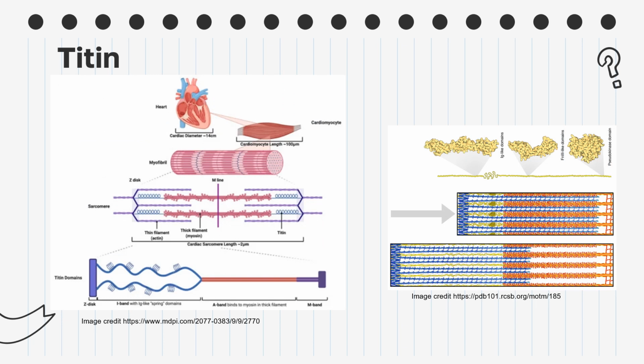Let's talk about titin now. So titin, again, is that protein that binds the myosin, here's my myosin, to the Z disc. Here's titin. Titin is super cool. It's like this little spring protein. It is a giant protein. It is composed of 34,000 plus amino acids.